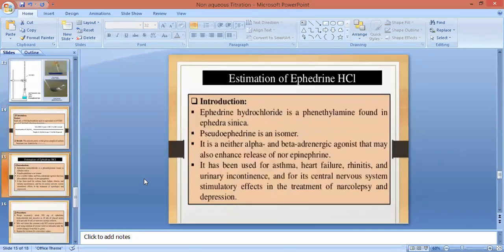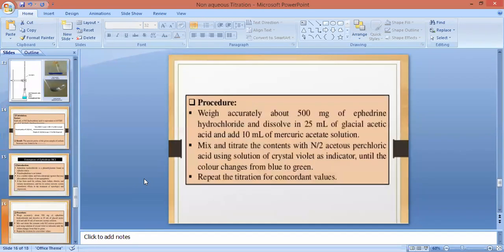Last is the estimation of ephedrine hydrochloride. In case of ephedrine hydrochloride, we are going to treat the analyte with standard solution of perchloric acid. Indicator used is crystal violet, and color change towards endpoint is from blue to green coloration. So with this, we have completed non-aqueous type of titration.